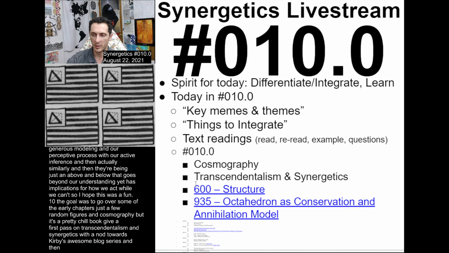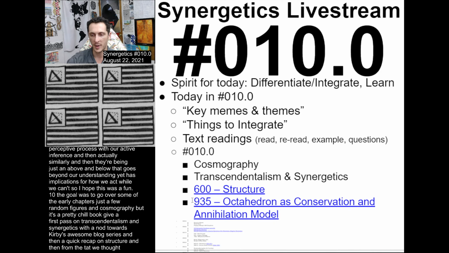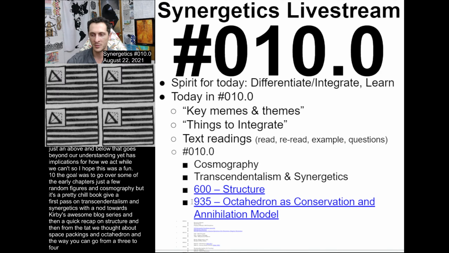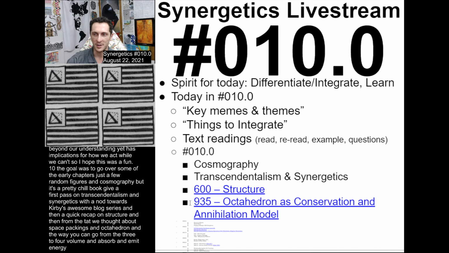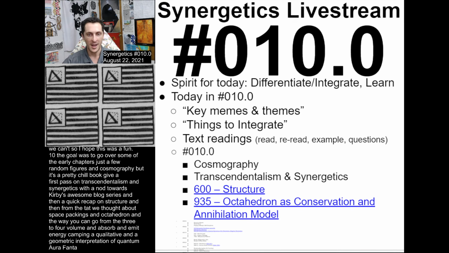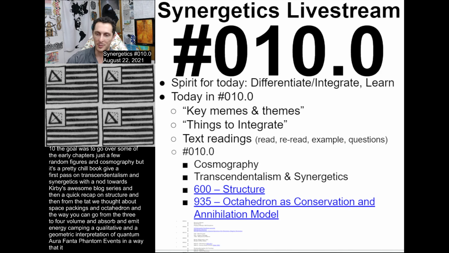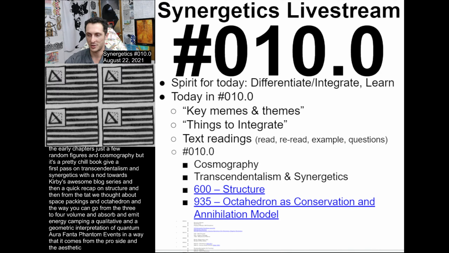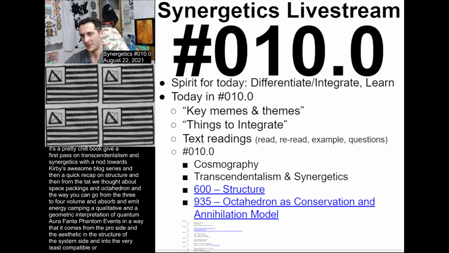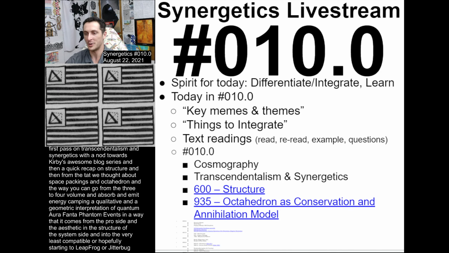And then a quick recap on structure, and then from the TET, we thought about space packings and the octahedron and the way it could go from a 3 to 4 volume and absorb and emit energy, giving a qualitative and a geometric interpretation of quantum events in a way that comes from the prose side and the aesthetic and the structure and the system side. And is at the very least compatible, or hopefully in a leapfrog or jitterbug relationship, with other approaches.